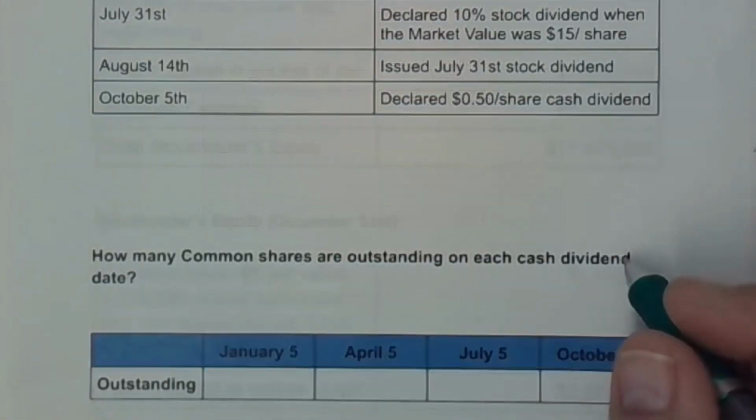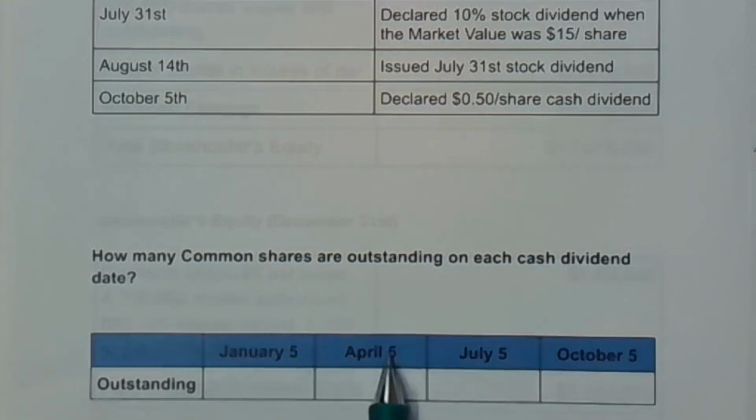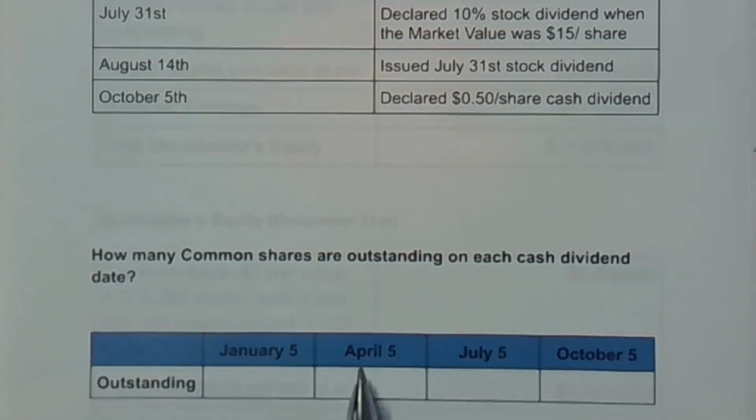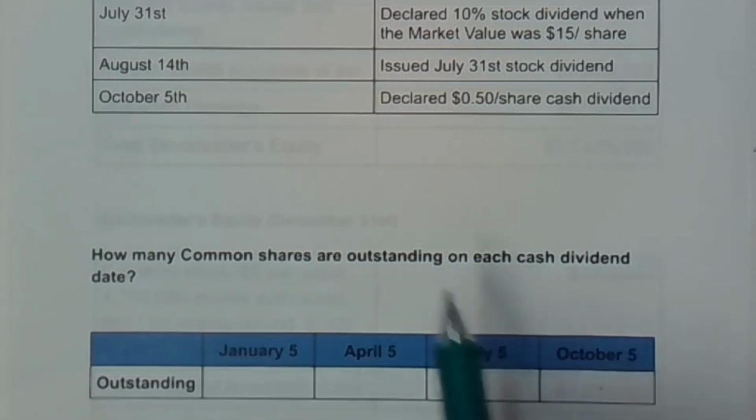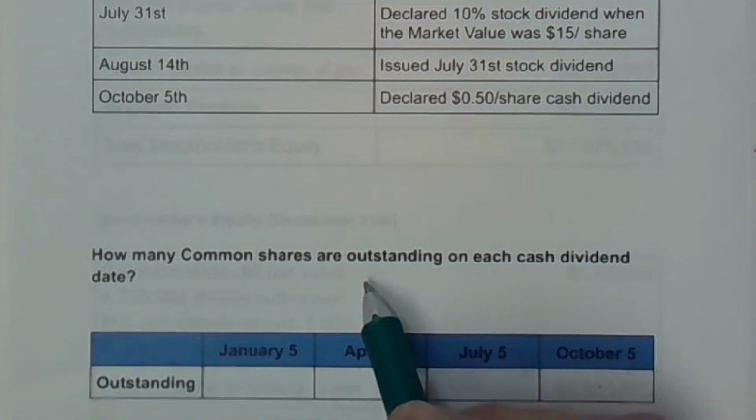Let's dive in. All right, we are given 4 dates for cash dividends. We've got January 5th, April 5th, July 5th, and October 5th. And we want to know the number of outstanding shares. So we're going to fill in this down here with a number of shares. This is not money. This will be in number of shares outstanding, because the reason we want to know that is because cash dividends are paid upon the number of outstanding shares available.